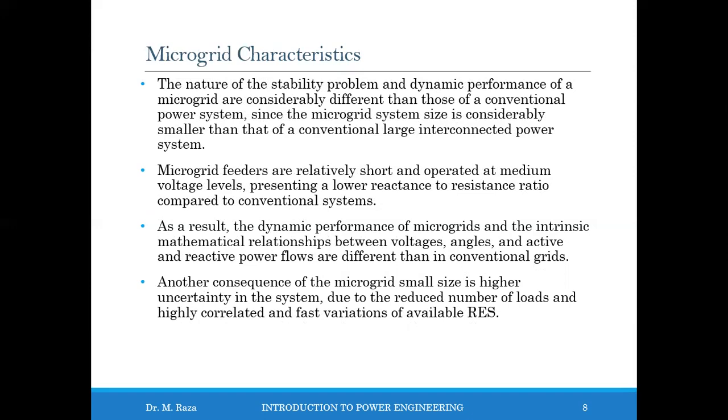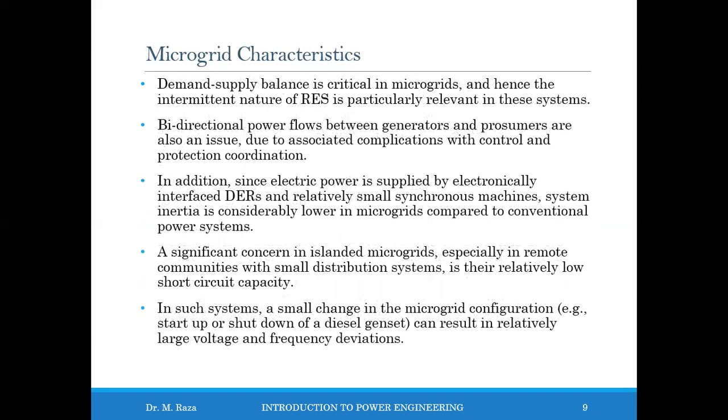Another consequence of the microgrid small size is higher uncertainty in the system due to the reduced number of loads and highly correlated and fast variation of available renewable energy sources. Demand-supply balance is critical in microgrid, and hence the intermittent nature of renewable energy resources is particularly relevant in these systems. Bidirectional power flow between generators and prosumers is also an issue due to associated complication with control and protection coordination.